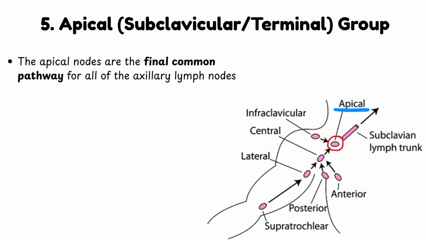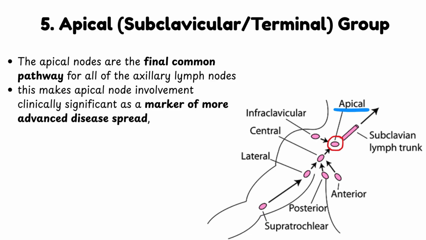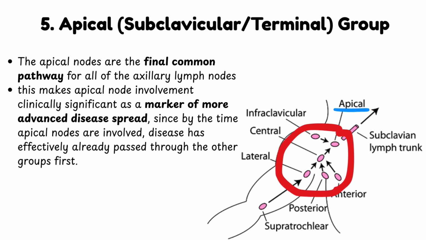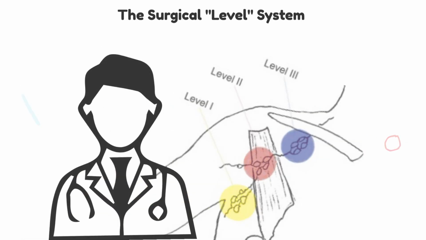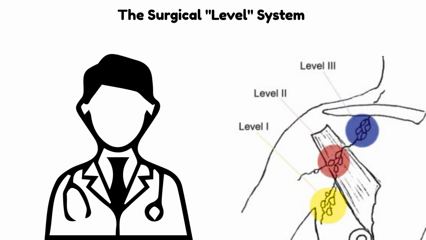The apical nodes are the final common pathway for all of the axillary lymph nodes. This makes apical node involvement clinically significant as a marker of more advanced disease spread. Since by the time apical nodes are involved, disease has effectively already passed through the other groups first. This is exactly why apical or level 3 involvement carries more prognostic weight in breast cancer staging than level 1 involvement alone. Let's see the surgical level system.